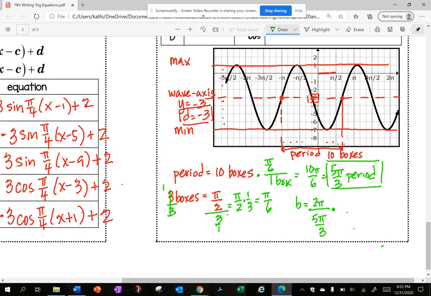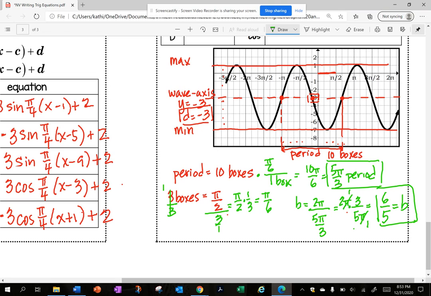So I'm going to flip and multiply. So this is 2 pi times 3 divided by 5 pi. So I'm multiplying numerator times numerator, and pi divided by pi is 1. So numerator times numerator, 2 times 3 is 6, divided by 5 is my B parameter. So I have D is -3, B is 6 divided by 5.